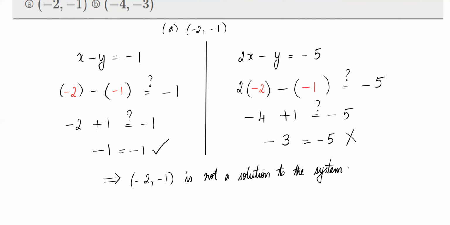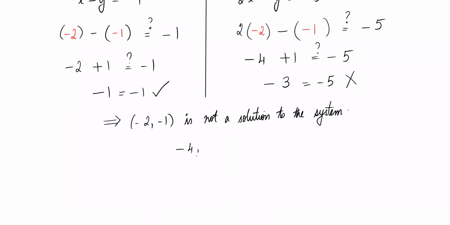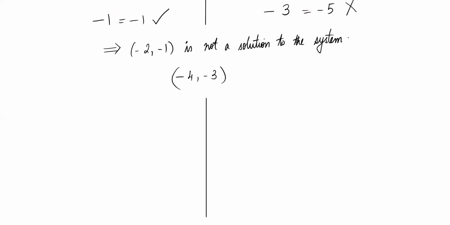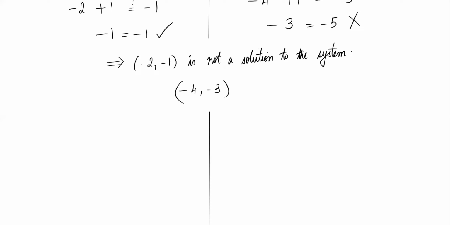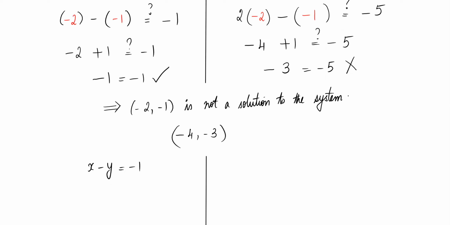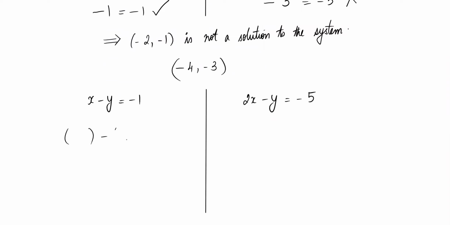Okay, let's try our luck with the next point. What is it? (-4, -3). I'll divide the page here as well. x minus y equals -1. And this side was 2x minus y equals -5. Shells for x and y, question mark above the equals. Let's plug in. x is -4, y is -3.